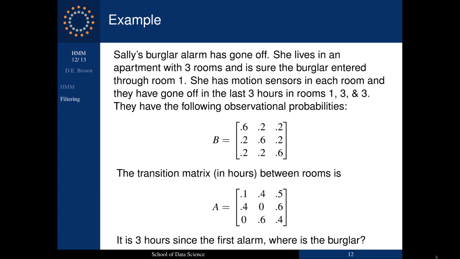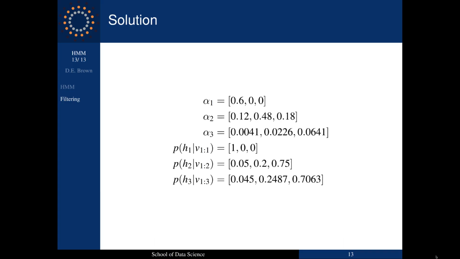So now the question is, it's 3 hours since the first alarm went off. Where is the burglar? We want to know where the burglar is at hour 3. We can easily solve this using that filtering, and here's the solution to it. We won't go through the details. I'll let you work out these individual details, but you should be able to satisfy yourself that alpha 1 is 0.6 and all the other ones are 0.